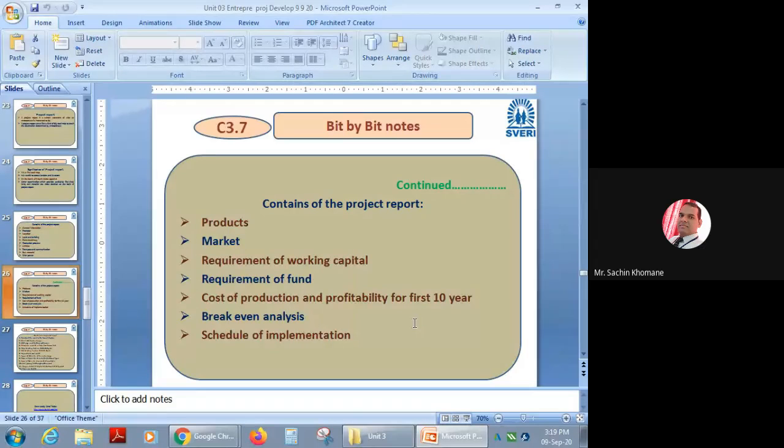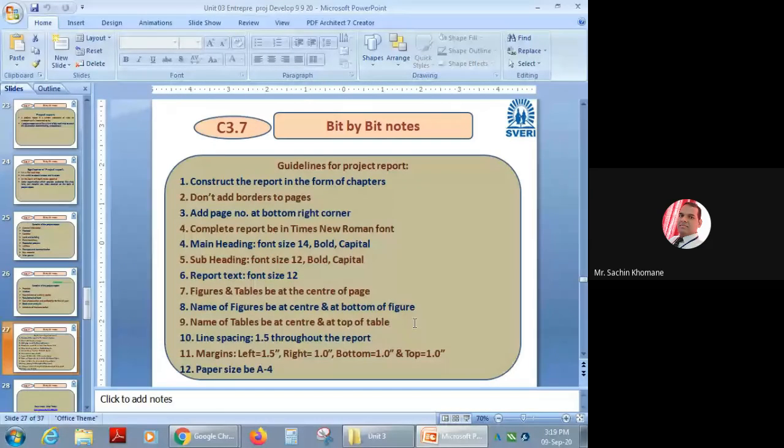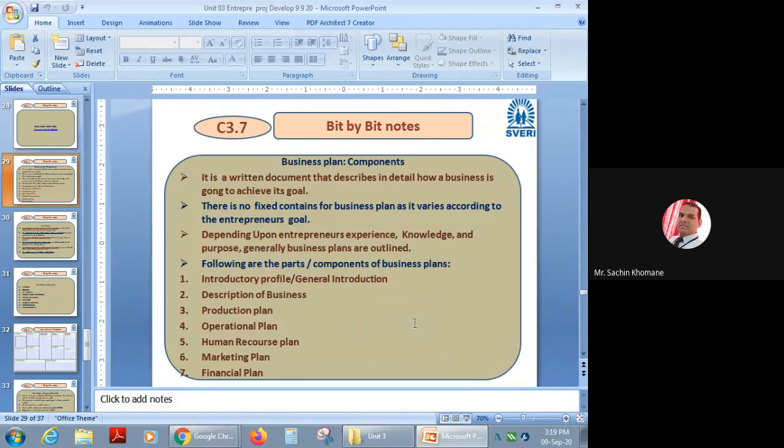And I have recommended to use this content and prepare your project report, preferably in the form of chapters, and chapters should not be more than 7. I have given typing related guidelines also, like where the diagram should be, which kind of font should be there, what will be the size of margin, what will be the size of the page, font, right? So that discussion we have done last lecture, and then we started discussion on business plan.